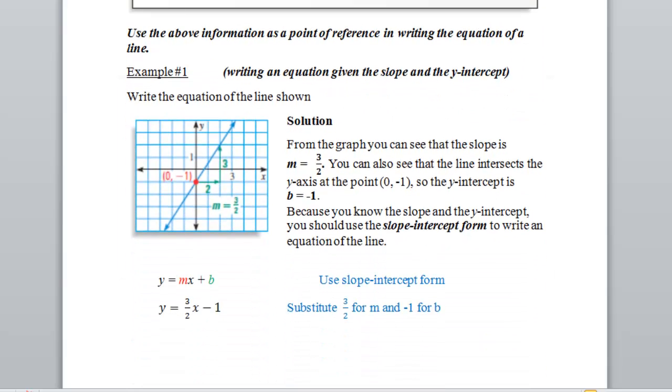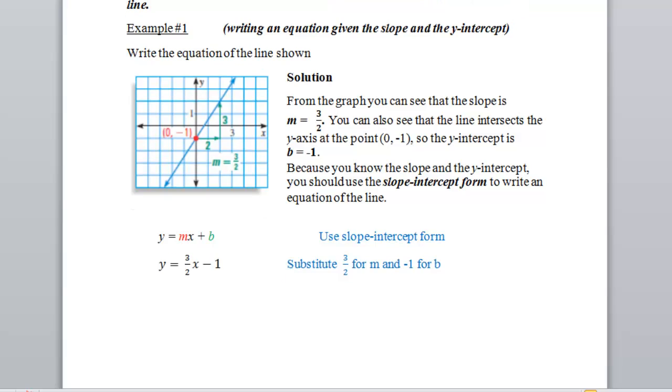And you can see in example number 1, we are writing an equation with a given slope and a y-intercept. Now, this is probably the easiest, most straightforward version that we could use because we have a line that's in slope-intercept form where all we need to do is come up with the slope and come up with the y-intercept, and we can plug it straight into that form and we're basically done.